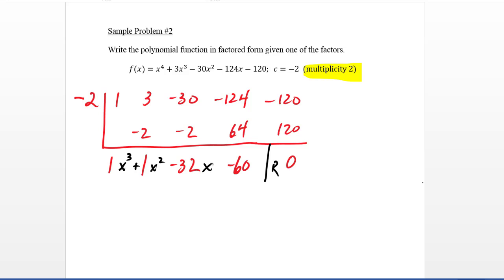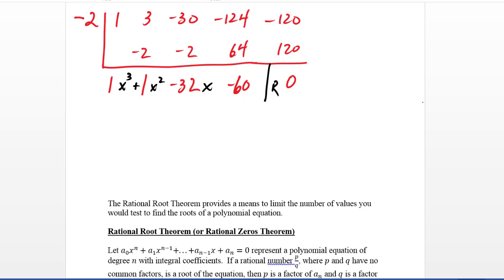Now, if we wanted to show every single step of factoring this polynomial, we could rewrite the polynomial function with the given factor. However, we know that we're going to use this twice, and so we're just going to take the given coefficients from the depressed polynomial, drop them down and use those again. And from here, we're going to work the synthetic division a second time.